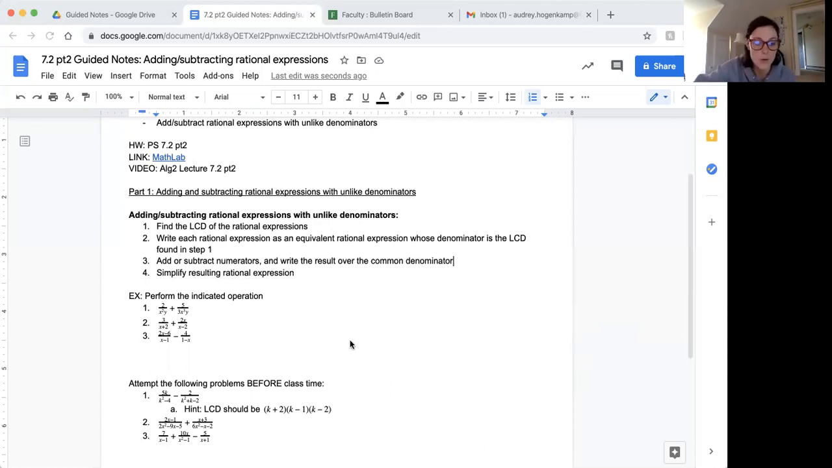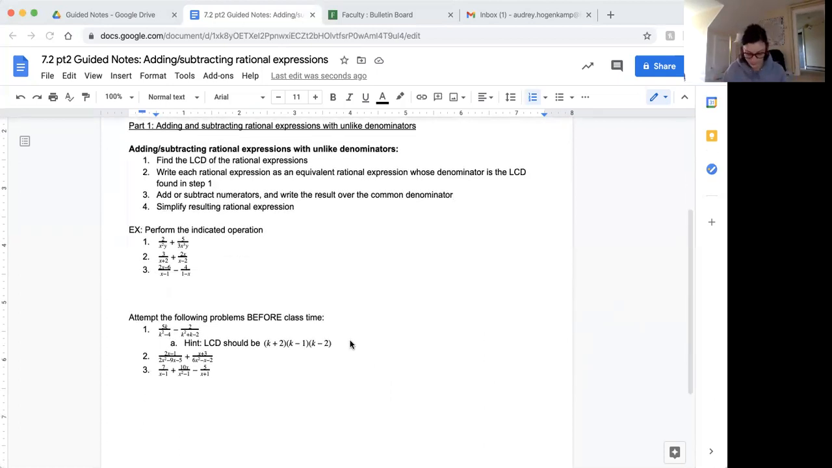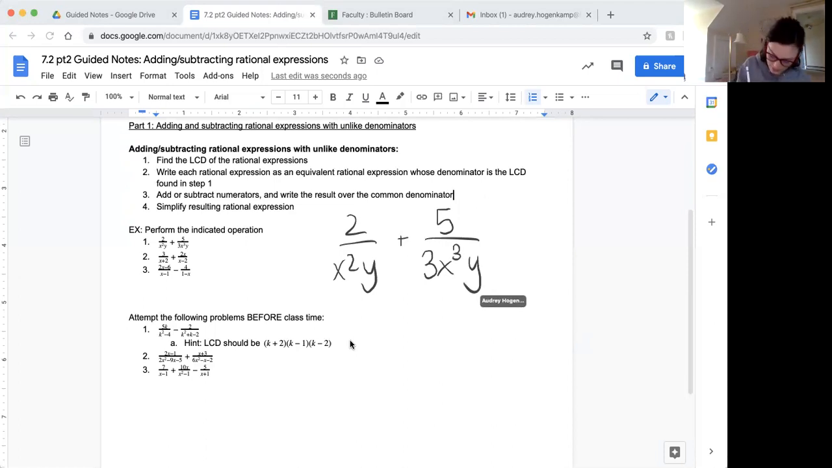And now we're going to go ahead and go through a couple of examples that are addition and subtraction of rational expressions. So number 1, perform indicated operation. We have 2 over x squared y plus 5 over 3x cubed y.